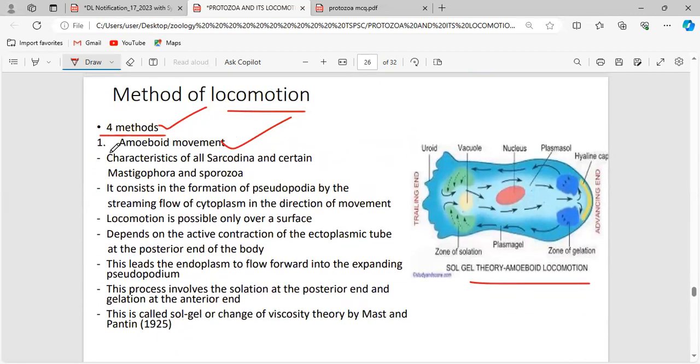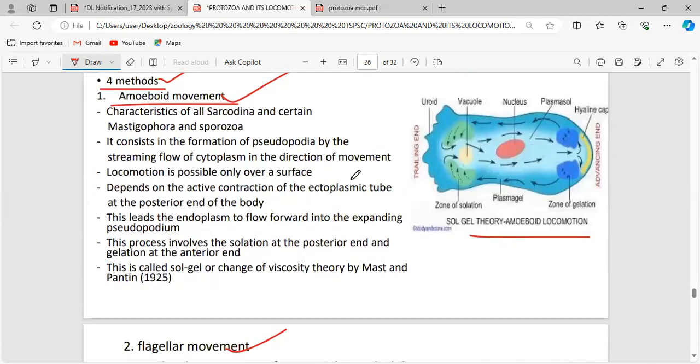And the first one is amoeboid movement. To explain this amoeboid movement, we should know one theory that is called the sol-gel theory. Generally, amoeba cytoplasm has two layers. One is sol and gel. The cytoplasm comprises two layers: plasmosol and plasmogel.